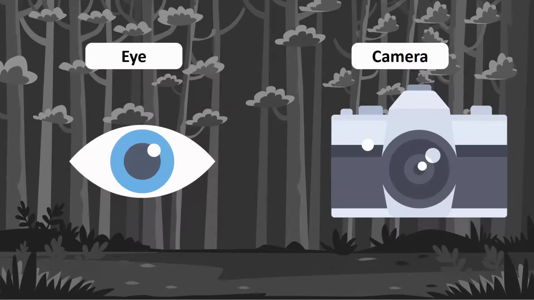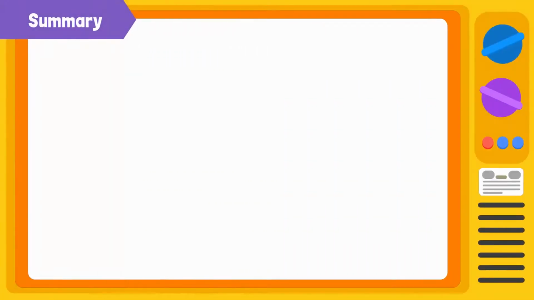The eye can also adapt to the dark, and within a few seconds, one can start seeing better in the dark. However, if a camera is not equipped to capture images in the dark, it can never adapt to darkness. Now you know the difference between the working of the camera and the eye. Let's summarize what we have learned today.